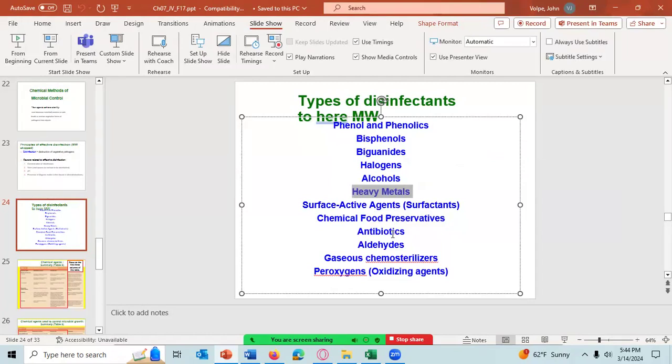Antibiotics, there are actually some antibiotics that we add to food, usually cheeses, and that's to prevent the wrong bacteria from growing in them.